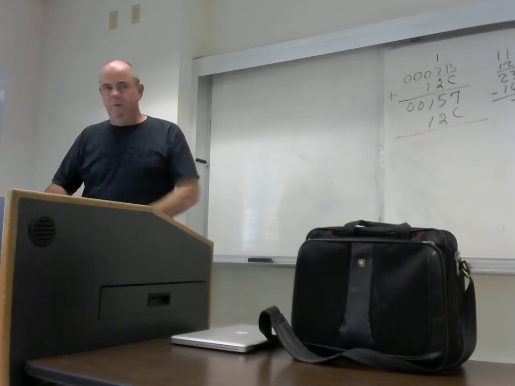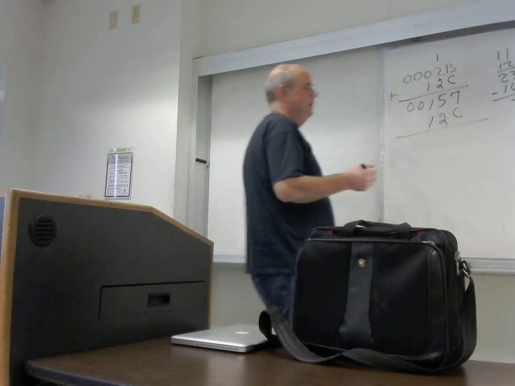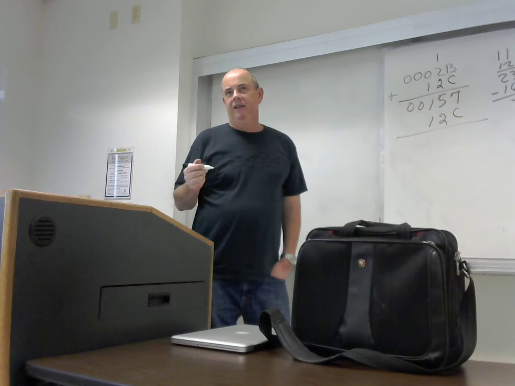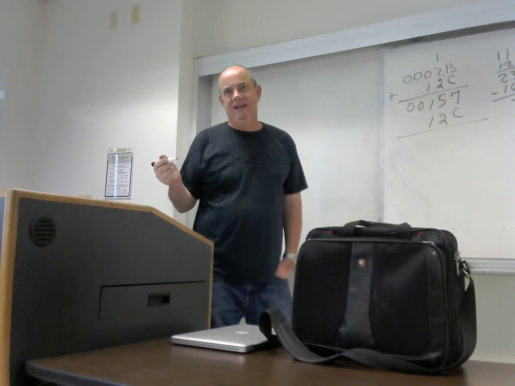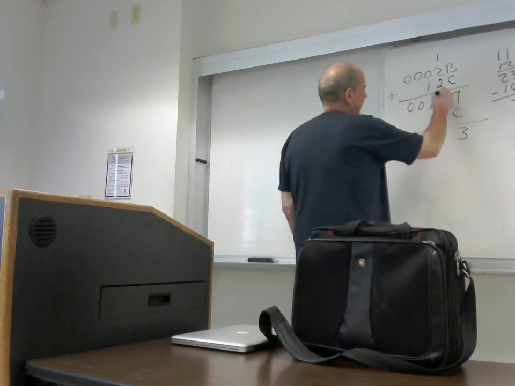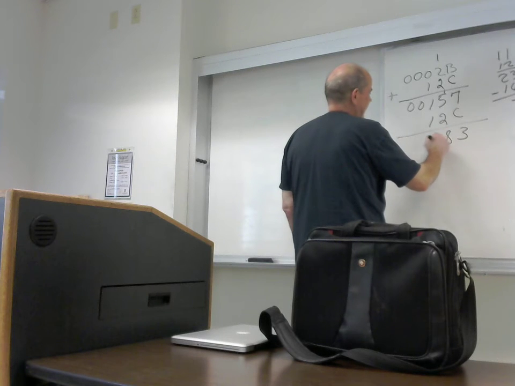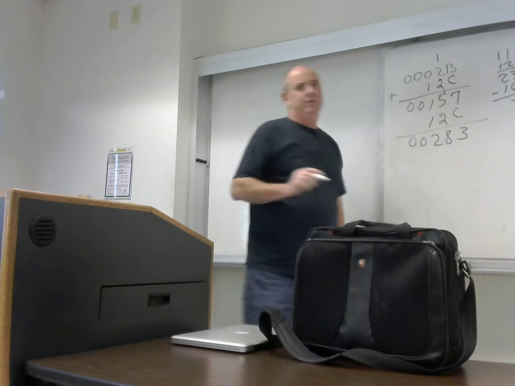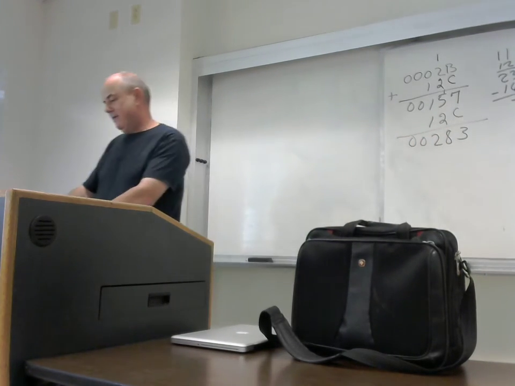Because beta is also reserved word 100. So, 12 and 7. 12 and 7. 19. 283. Did I have that right?